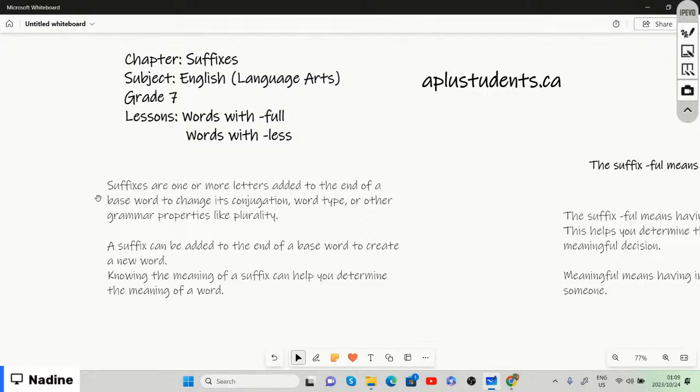So basically, a suffix can be added to the end of a base word to create a new word. And knowing the meaning of a suffix can help you determine the meaning of a word. Knowing the meaning of full, or the meaning of less, will help you determine the meaning of whatever word is created when it is added to the end of that base word.